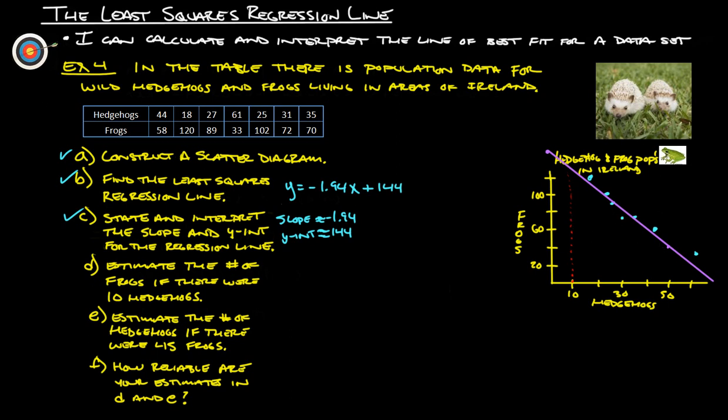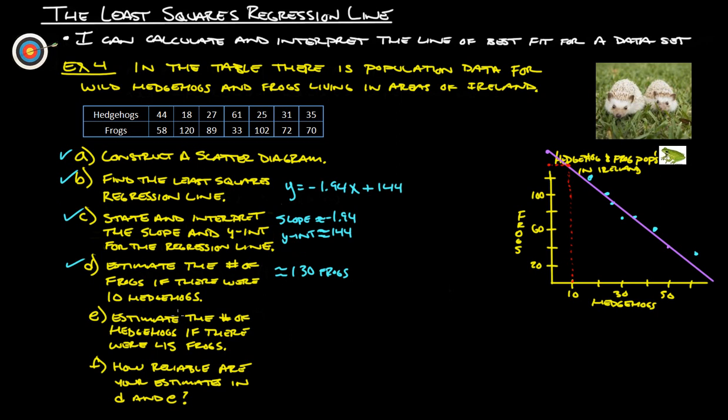So then when we go back to estimating the number of frogs if there were 10 hedgehogs, we're going up here. It's there. That's going over to about here, so that's about 100 and that's 120. So about, let's go with about 130 frogs.